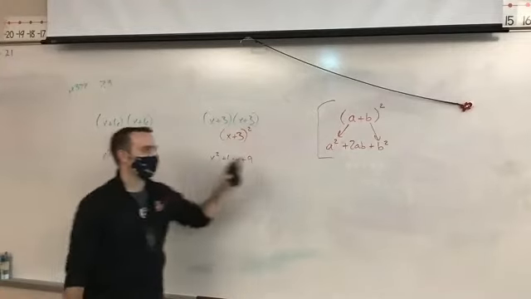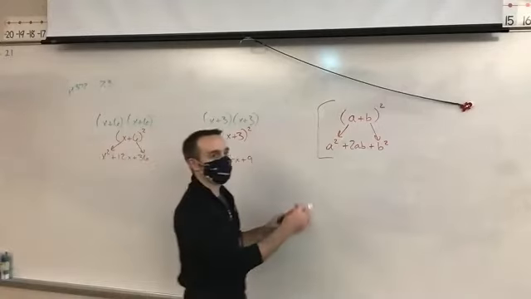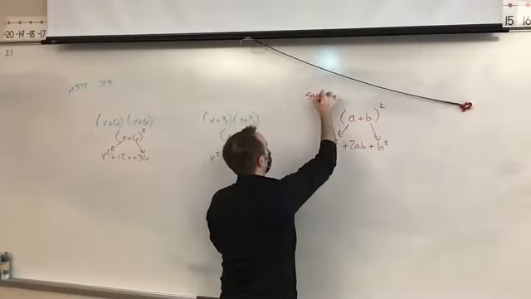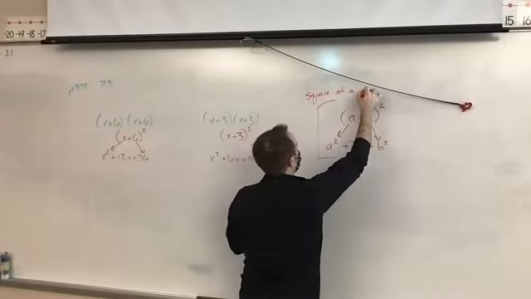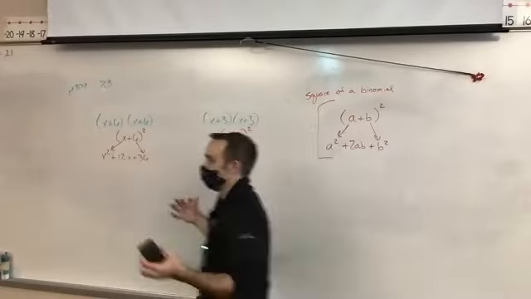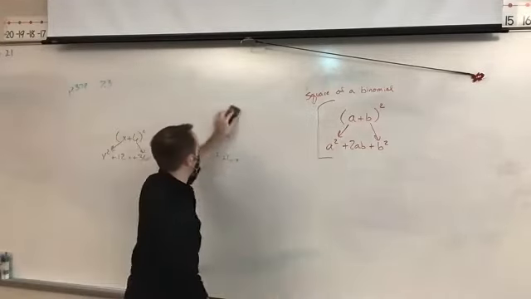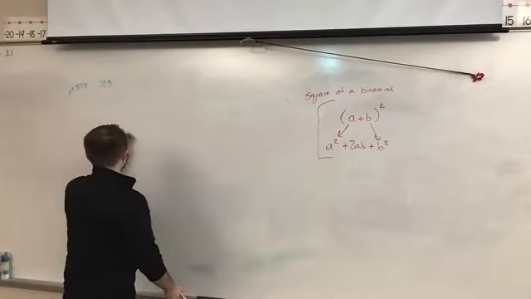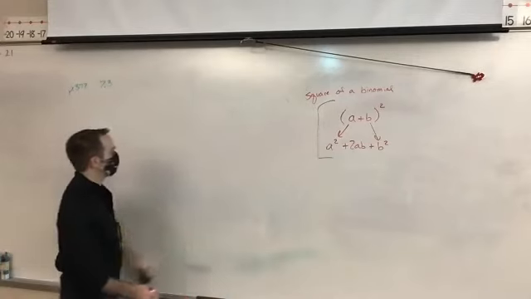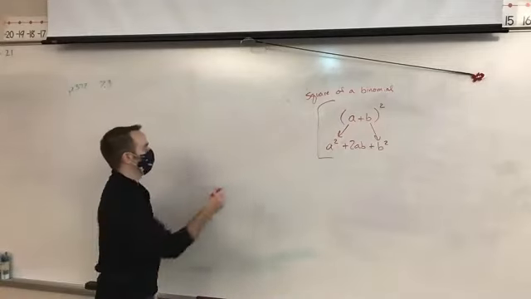Any questions right now on our basics of this? Okay, this is called the square of a binomial. Square of a binomial. Called that because we are squaring a binomial. Do one together and then a couple on your own here.